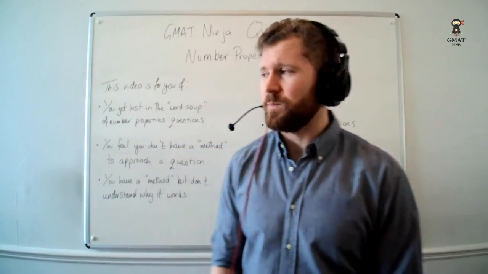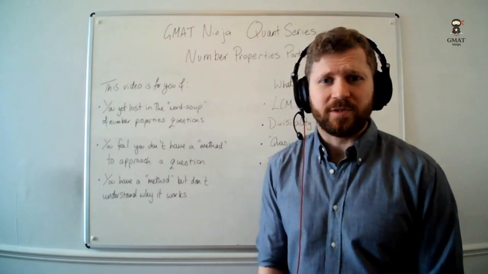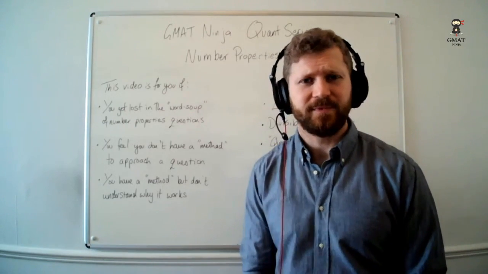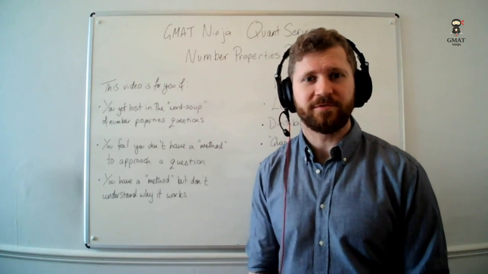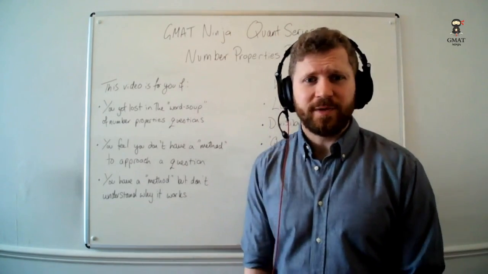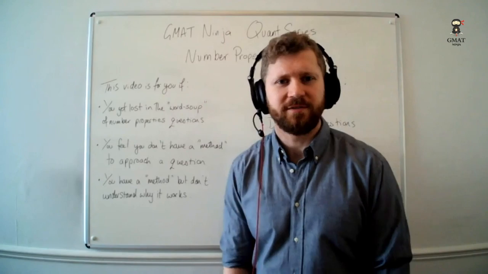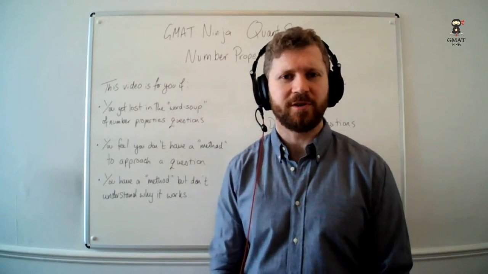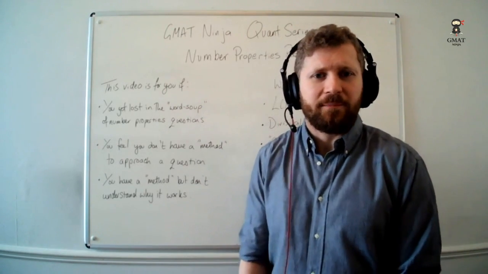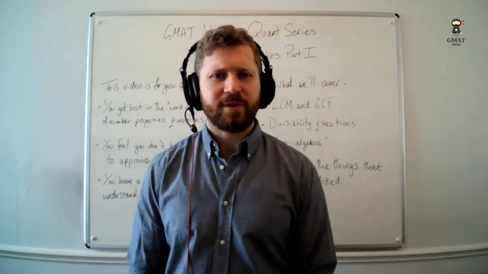If you're asking who this video is for, we've got three ideas here. First of all, if you're getting lost in the word soup of number properties questions. By word soup, I just mean you struggle to get things started. You don't really know what these words or phrases mean, and you struggle to turn the text into algebra. We'll take a look at that today. The next two are if you feel you don't have a method, or if you've got a method but you don't really understand why it works. If you've just memorized a process and that's all you've got, then today we're going to dig into the background, into why these questions work or how to approach them and how to generalize that method across to other questions. So hopefully that gives you an idea of what we're going to take a look at today.